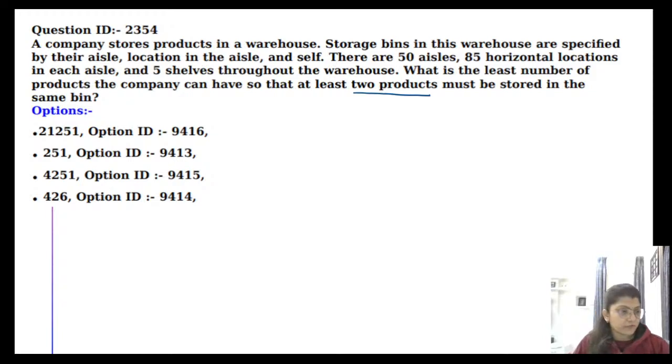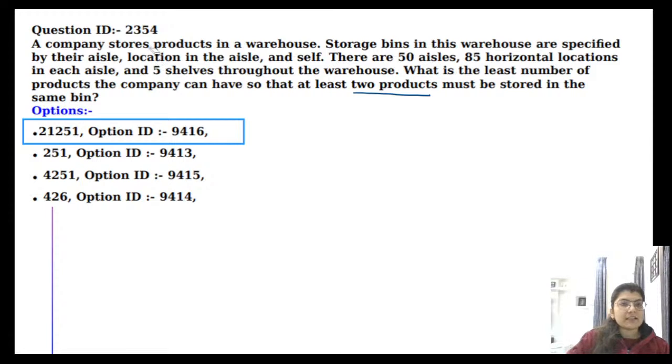9416, that is 21251. Okay. Hello, Binish. So the correct answer is option A, that is 21251. Basically, we are storing products in a warehouse. This warehouse has storage bins, and they have specified the storage bins. How have they specified them?